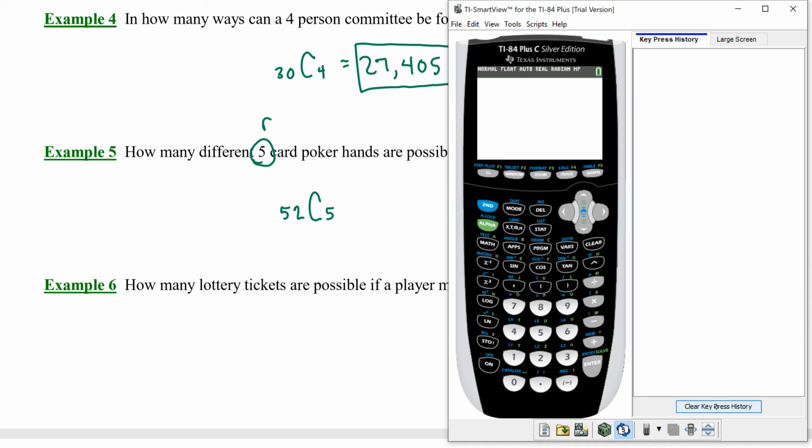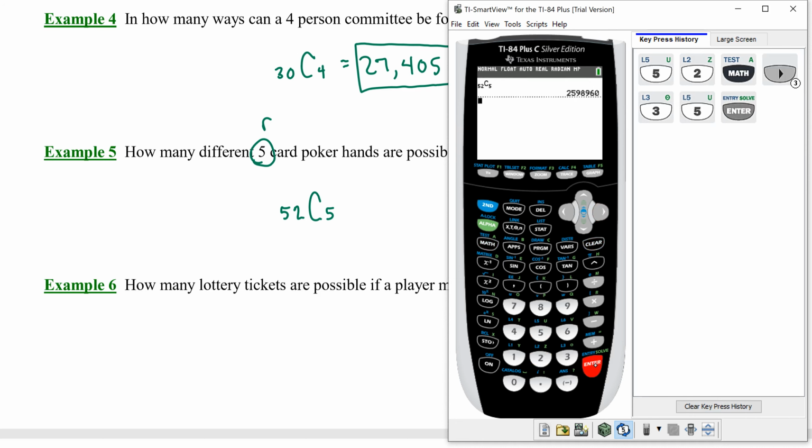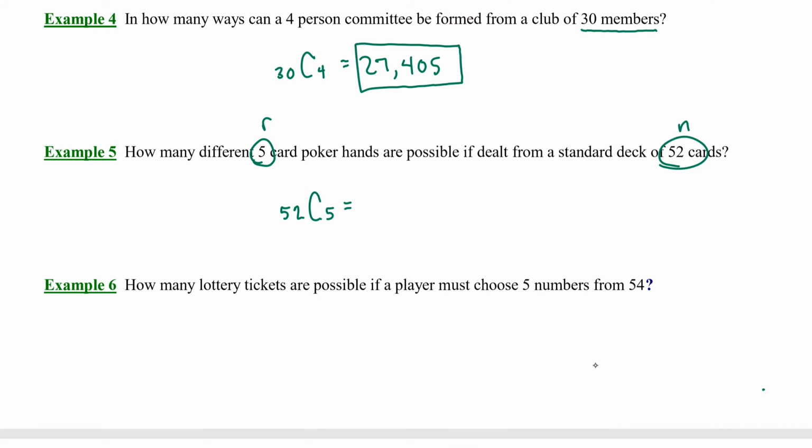So let's type this into our calculator. 52 Math Probability, we choose combination C. 52C5 gives us 2,598,960 different poker hands. 2,598,960 possible hands that you can be dealt from a deck of 52. That's what makes the game interesting, all the different possibilities.